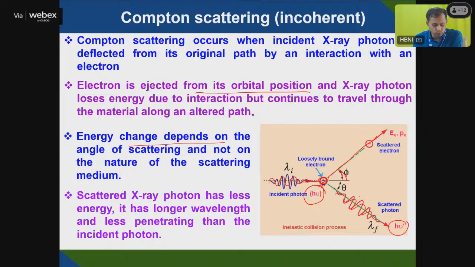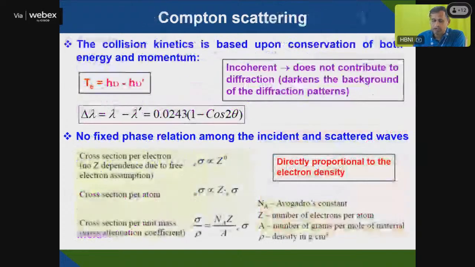The scattered X-ray photon has less energy and a longer wavelength, and so less penetration than the incident photon. So what will happen? It will go through to the electron, just deviate its path and move in another direction. You can see the net kinetic energy will be h nu minus h nu dash, and there will be a change in lambda. That will depend upon the depolarization effect.